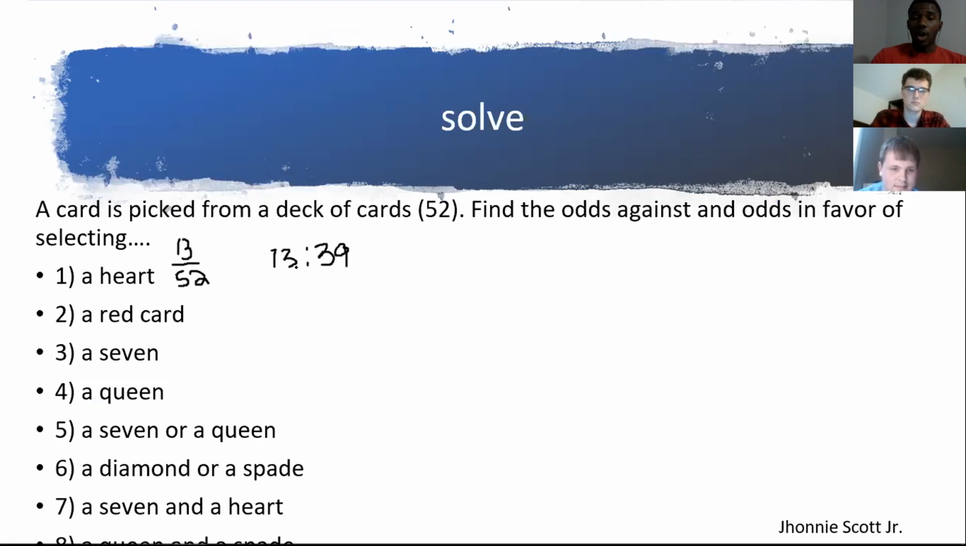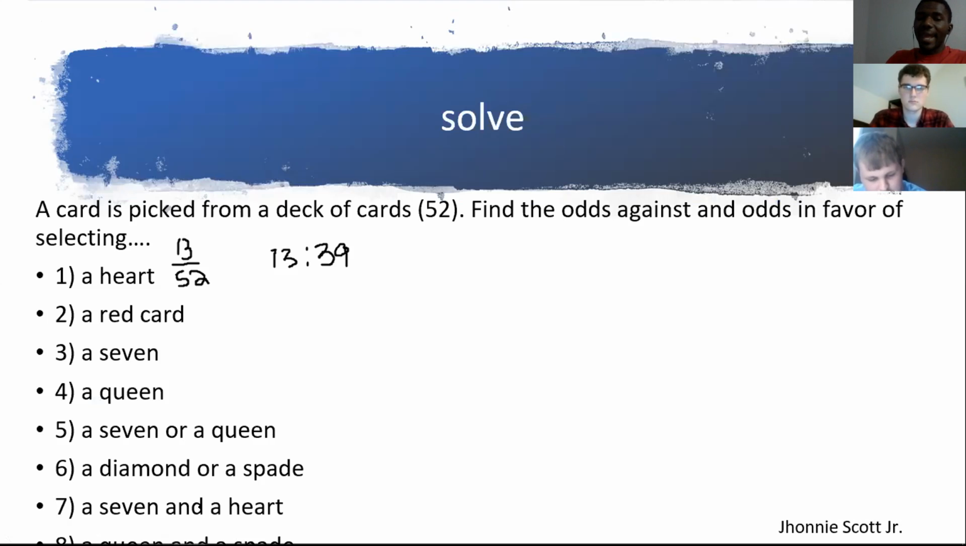And remember, a heart is 1/4 of a deck because of 4 different suits. And then a red, remember, half the cards are red. So you would essentially go the same thing. And then for a 7, there are 4 different 7s. Now down here, you see it says a 7 or a queen. Now there's 4 different 7s, 4 different queens. So that's something important to remember. So this one would essentially be 8 cards possible that you could draw out of 52, okay?